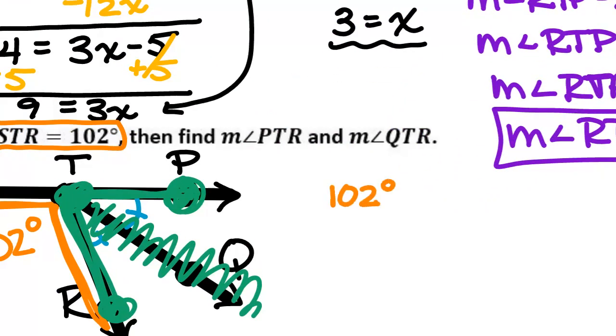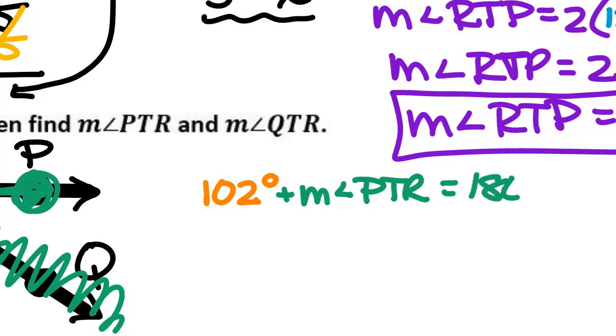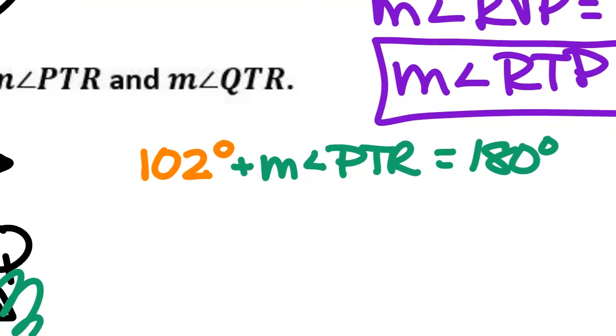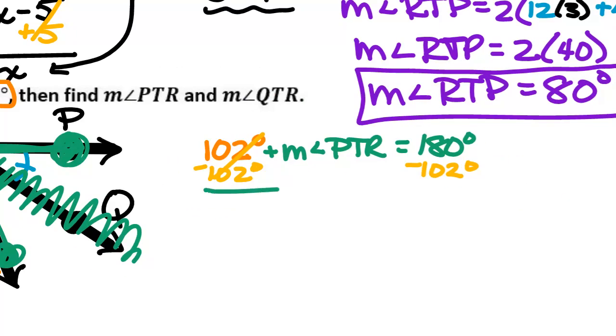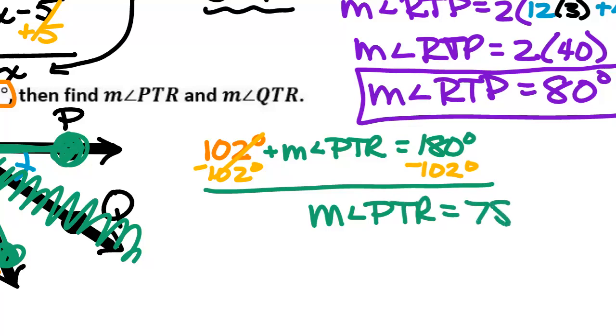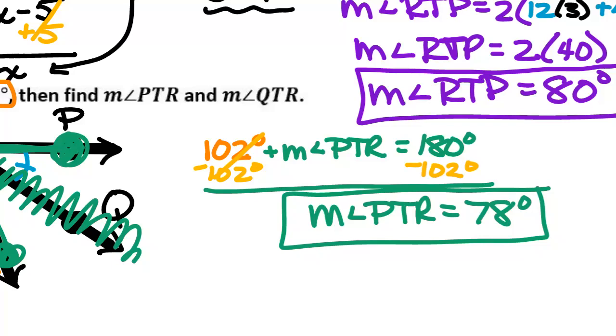So 102 degrees plus the measure of angle PTR equals 180. I know that these 2 together equal 180 because they're a linear pair. I know that this is a straight line across the top because it told me that those were opposite rays. They form a straight line. So then I'm going to minus 102 from both sides. What is 180 minus 102? 78. So the measure of angle PTR is 78 degrees.